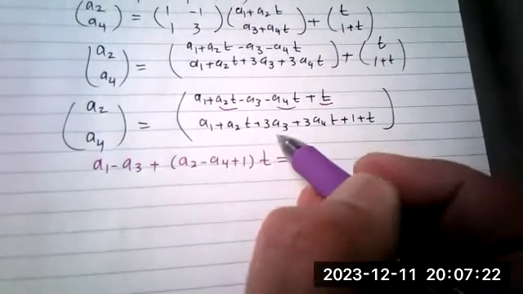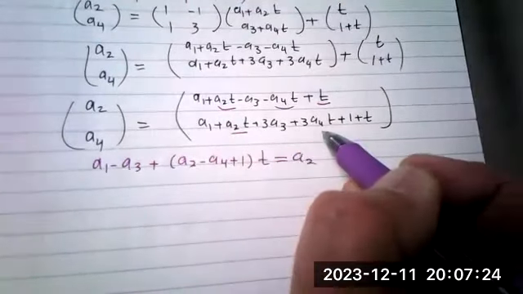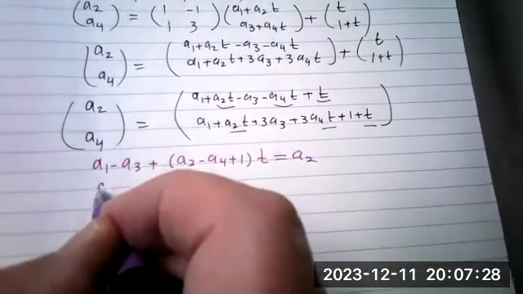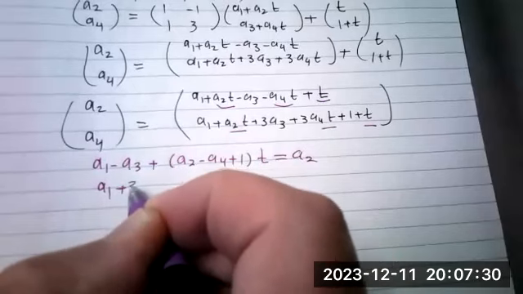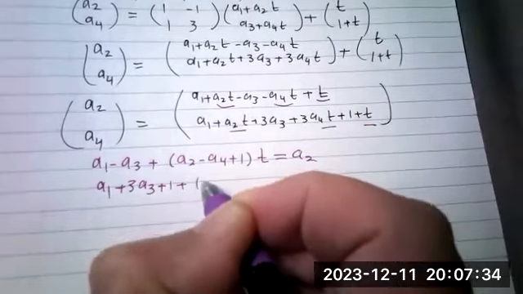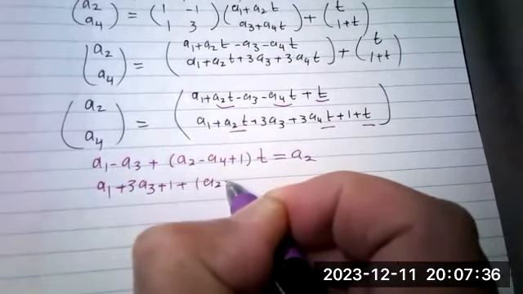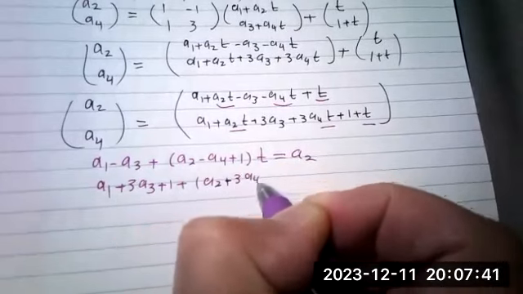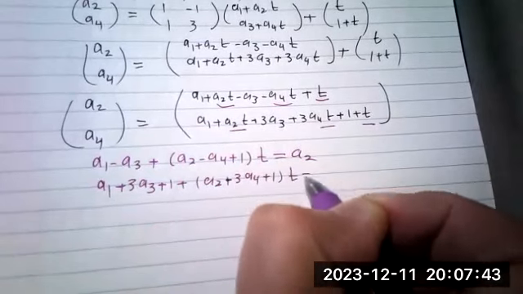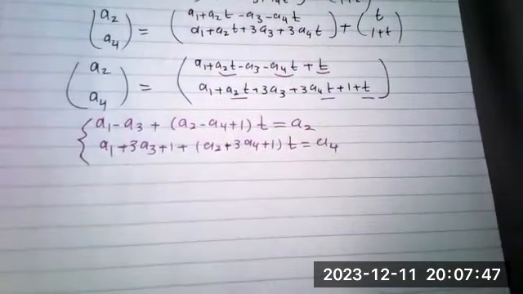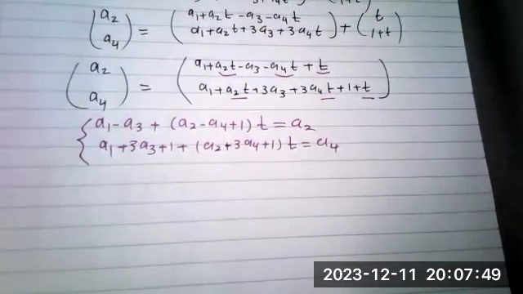So for the second one, I factor out the T. And the leftover is going to be A1 plus 3A3 plus 1, and plus A2, 3A4 plus 1 times T, equal to the A4. You see, this is the system I got. Any question?